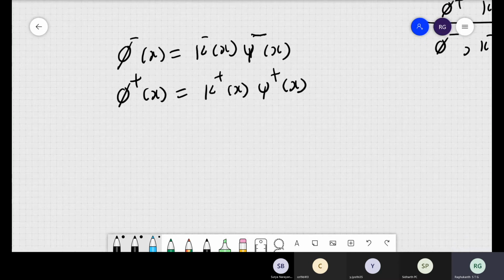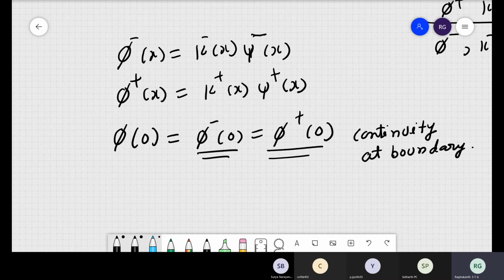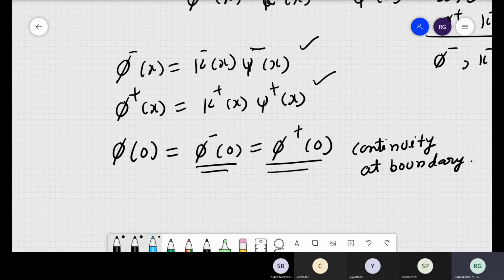Now our boundary condition is phi at 0 is the same as phi minus of 0, which is the same as phi plus of 0. This is what we call the continuity condition. Whether I find it from the top or from the bottom, I should get the same answer. This is what we say is the continuity at the boundary. So phi minus and phi plus, both have to be equal. Now for this purpose, I can't use these equations directly, k minus of 0, psi minus of 0, you followed, right? We cannot do it this way.